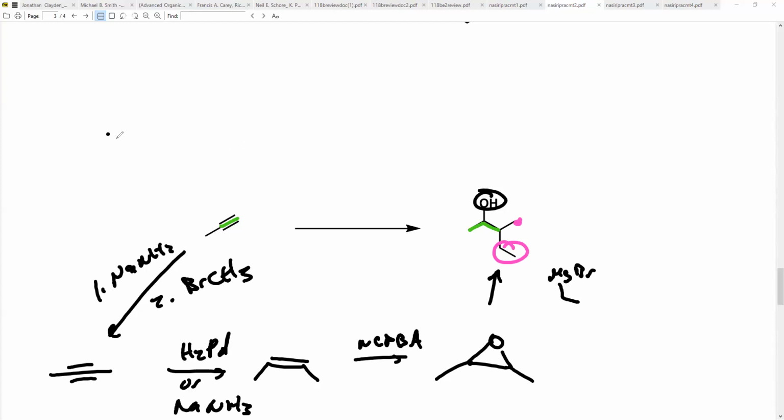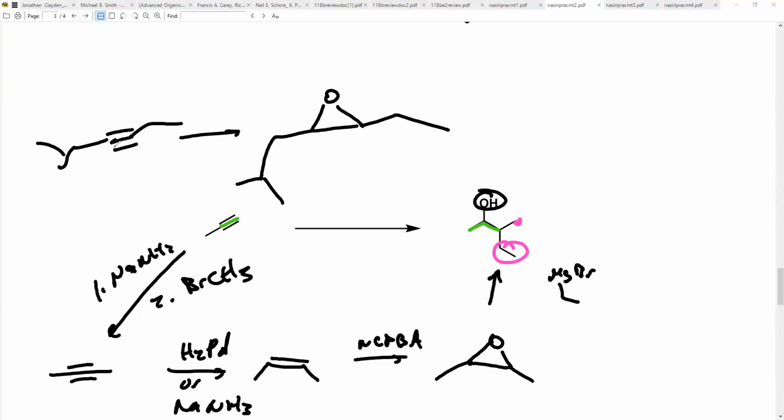So actually some of the best questions are ones that give you an alkyne and then just ask you to make something from it. So something like this, where you're just alkylating on both sides here, and then you're hydrogenating and then epoxidating, right? Stuff like that. So cool.